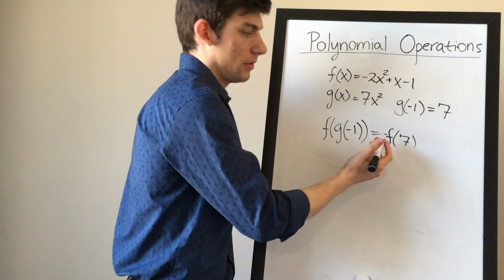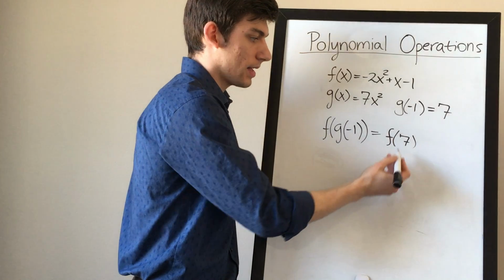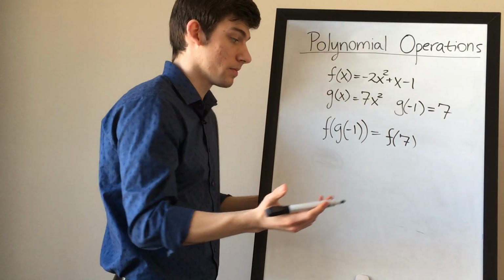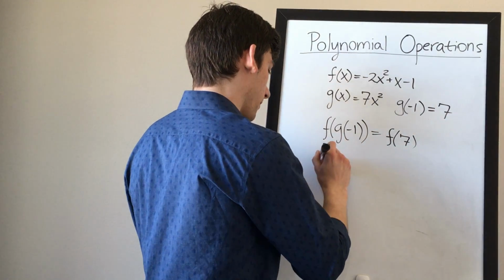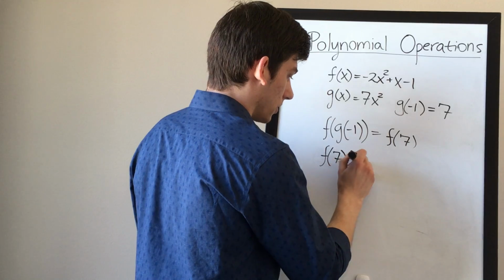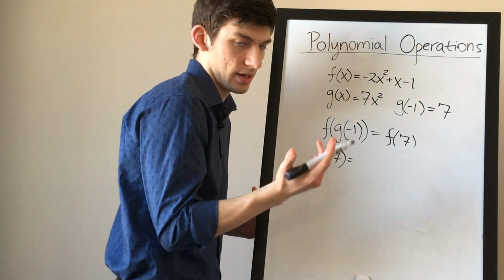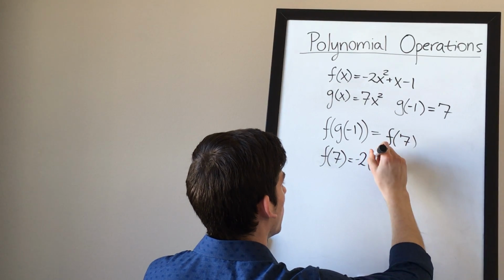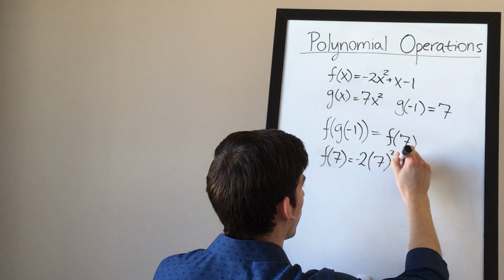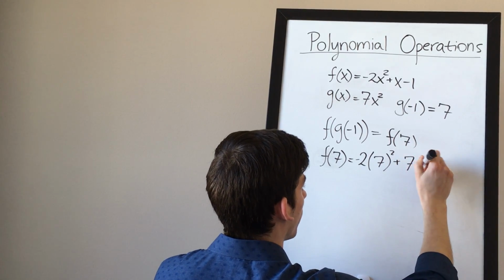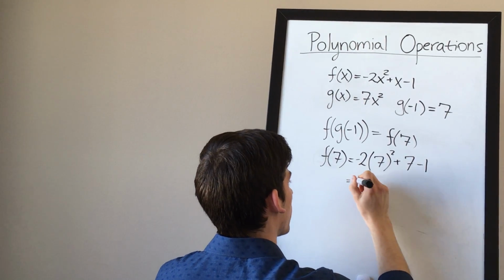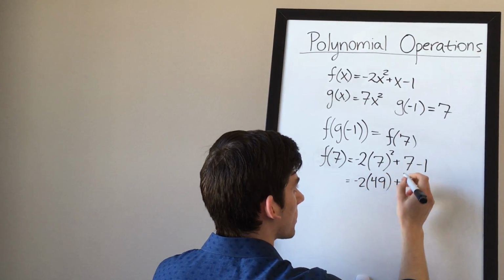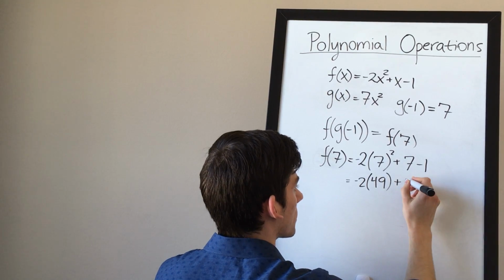So now you just need to find f of 7. What does that mean? We can just take f of x, plug in 7 for x, and figure out what that numerical value is. So f of 7 is equal to, again, everywhere you see an x, just plug in a 7. That's going to be -2 times 7 squared plus 7 minus 1. Simplifying that, it's going to be -2 times 49 plus 7 minus 1, so plus 6.